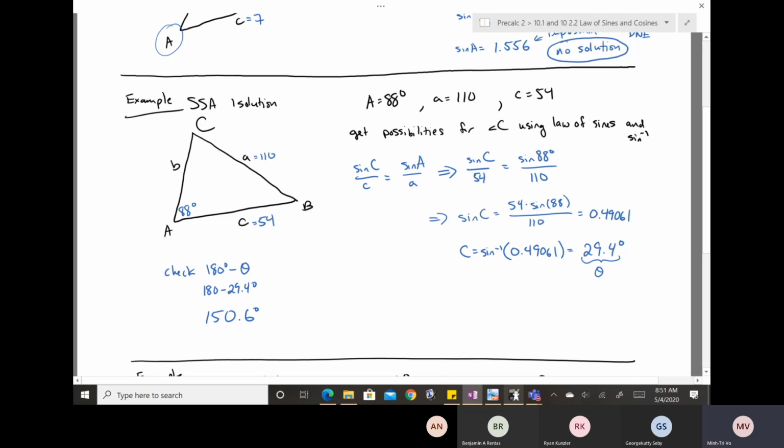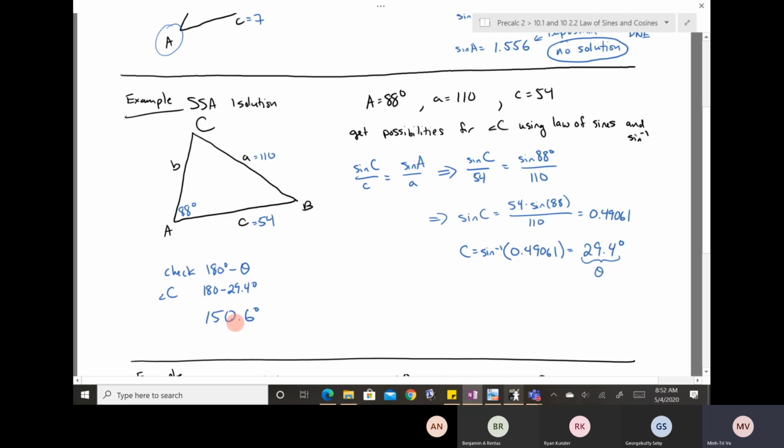150.6 degrees. Except you'll see that this is impossible, right? So what is this? This is still angle C, right? So this is for angle C.